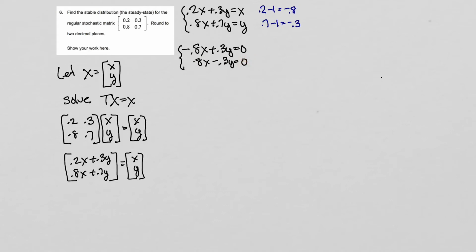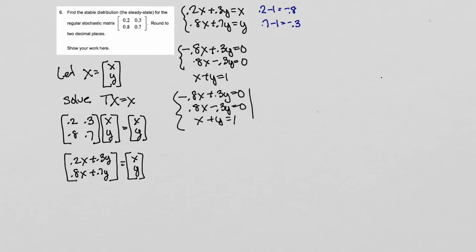Now, here's what we know. We know back here, in our vector, that x plus y has to equal 1, so we're going to write that. So we know now that x plus y equals 1. So we could solve this system here. We could go with negative 0.8x plus 0.3y equals 0. And we could even keep this other equation if we wanted. Won't do any harm. Negative 0.3x equals 0. And the new one, x plus y equals 1.